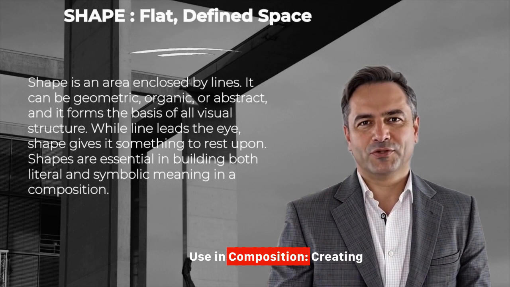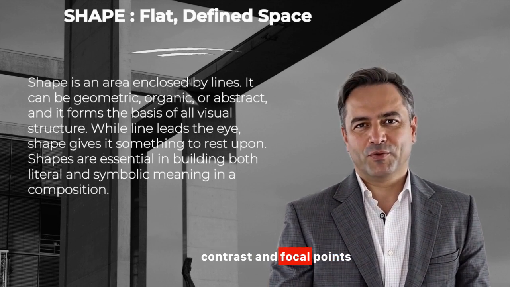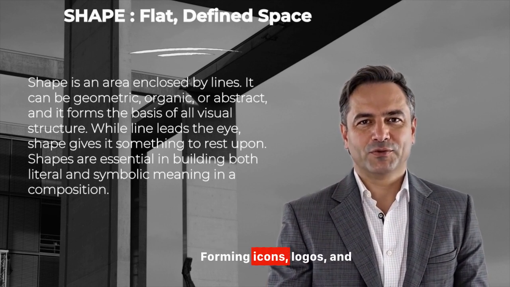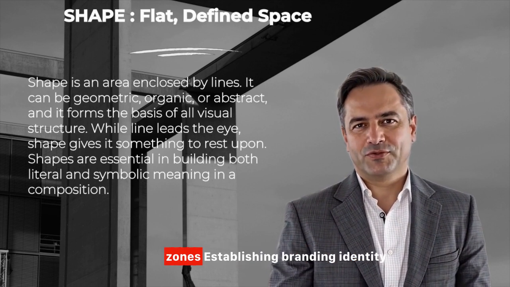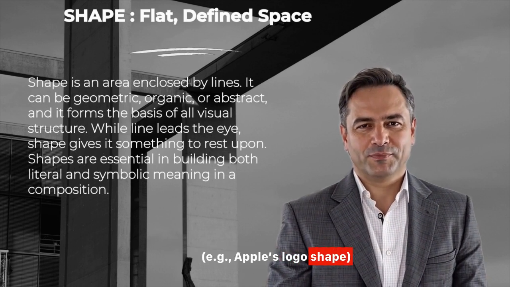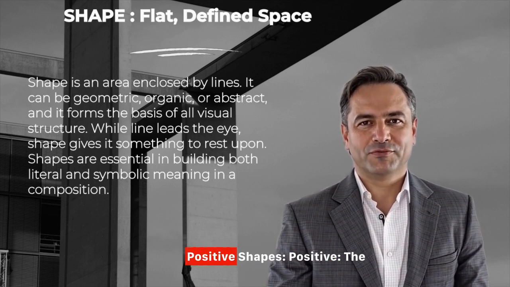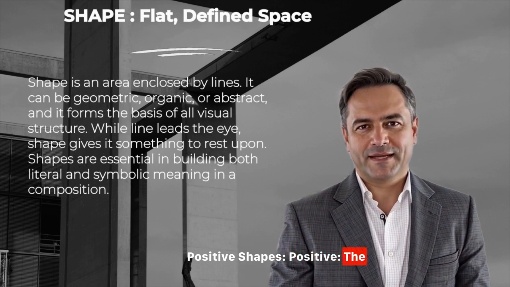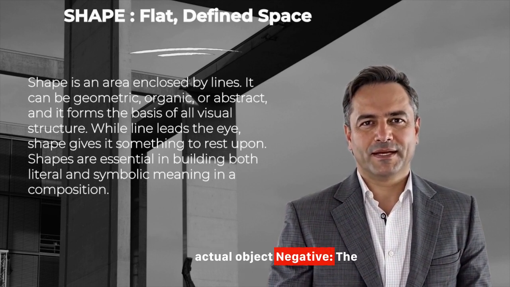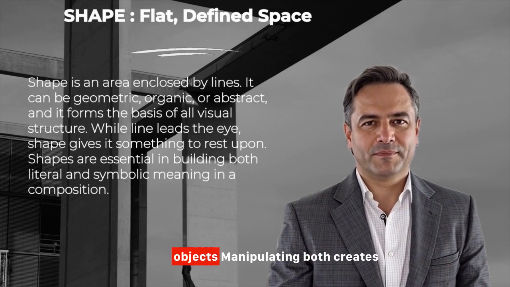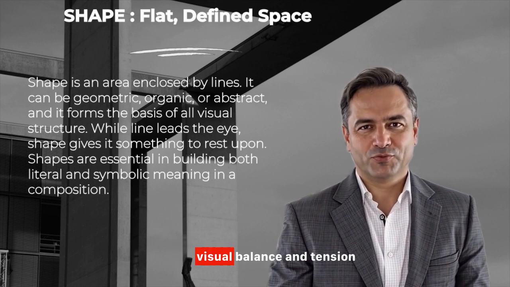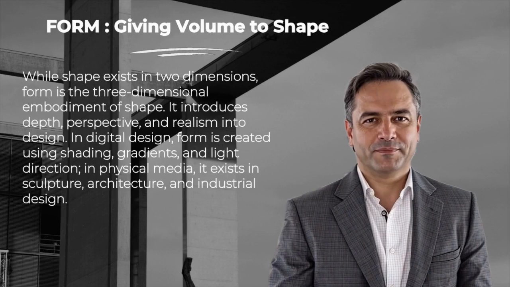Use in composition: creating contrast and focal points, forming icons, logos, and symbols, organizing space into zones, establishing branding identity, e.g. Apple's logo shape. Negative versus positive shapes. Positive, the actual object. Negative, the space around and between objects. Manipulating both creates visual balance and tension.